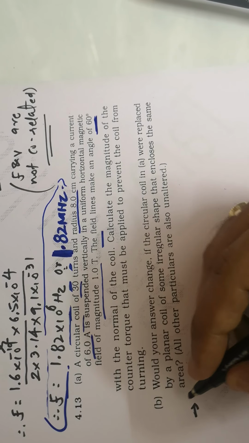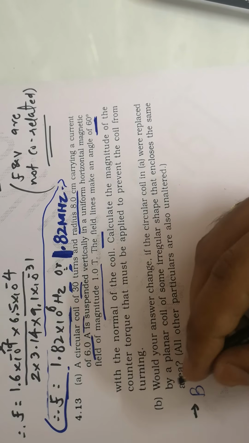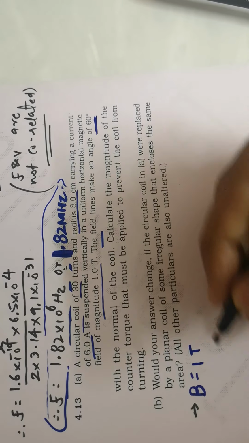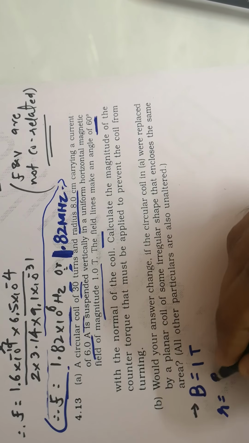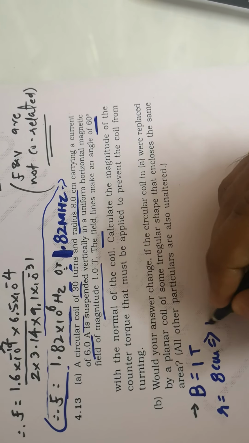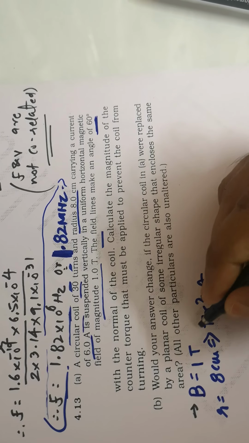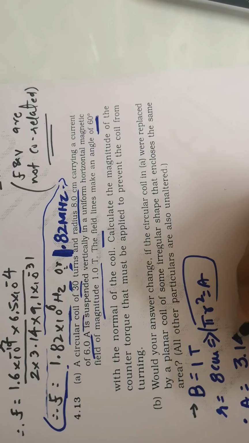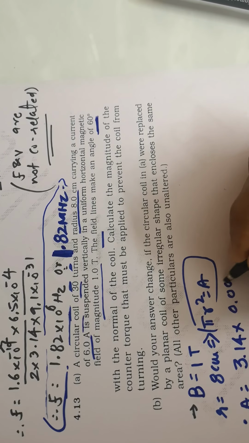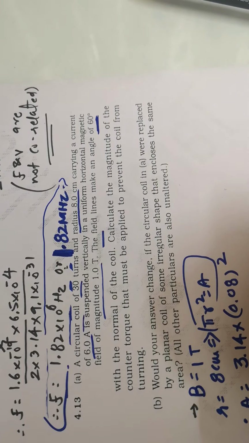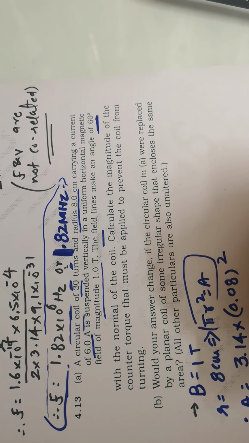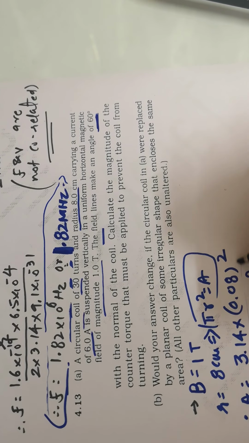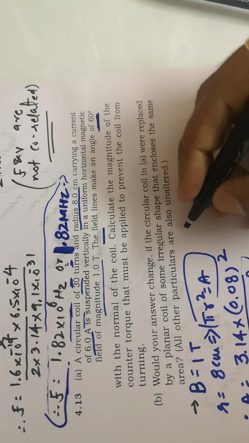first of all, I use all the data of my magnetic field and area, whichever they have mentioned to me. The magnetic field is 1 Tesla. They have mentioned the radius, which is 8 centimeter. I use that data, so my area is pi r square. So my area would be 3.14 times 0.08 square, which is 0.0201 meter square. My area is available to me.